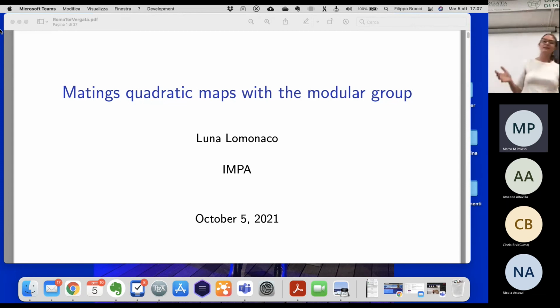It's about mating quadratic maps with the modular group. So I will tell you first about quadratic maps, then about the modular group, then about what is a mating, and then what we actually mean by mating quadratic maps with the modular group. Cominciamo.